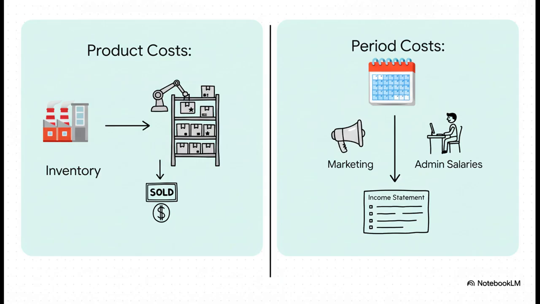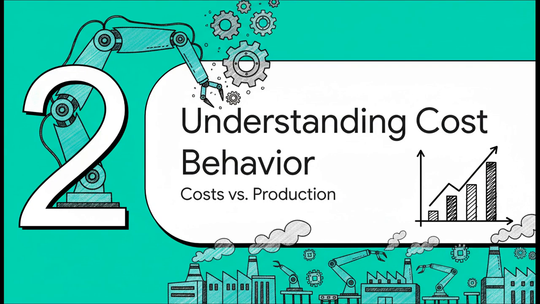Period costs, on the other hand, are non-manufacturing costs, like selling and administrative expenses. They are expensed in the period in which they are incurred. Let's now move to our next section and see how these costs behave as the volume of activity, such as the number of robotic arms produced, changes.